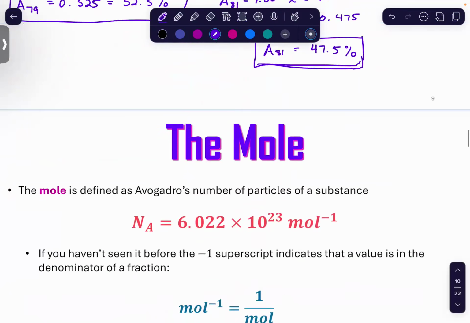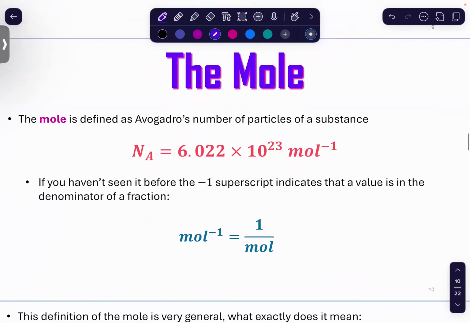Okay, so our next topic is the mole. I would really make sure you're wrapping your head around the information for these next few sections, just like you really need to be doing with naming compounds, because this is going to be quite important. So the main definition of a mole is in Avogadro's number. Avogadro's number is 6.022 times 10 to the 23rd inverse moles.